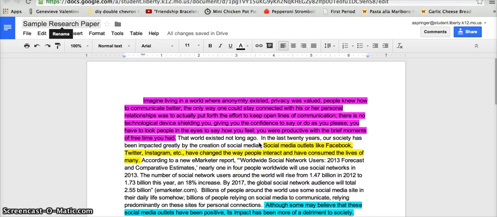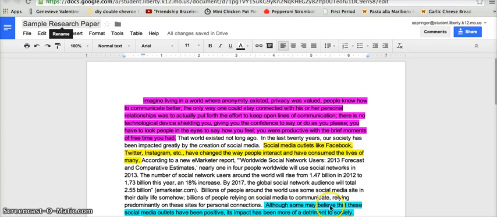Then a couple of other things that your introduction needs to have. This part in yellow right here is the claim. Your claim should come somewhere in the middle to the end of your introduction. So right here, the claim for Ms. Armilio's paper is that social media outlets like Facebook, Twitter, Instagram have changed the way people interact and consume the lives of many. So your claim needs to go somewhere towards the middle or end of your introduction. She also has a quote in here to back up her attention getter.